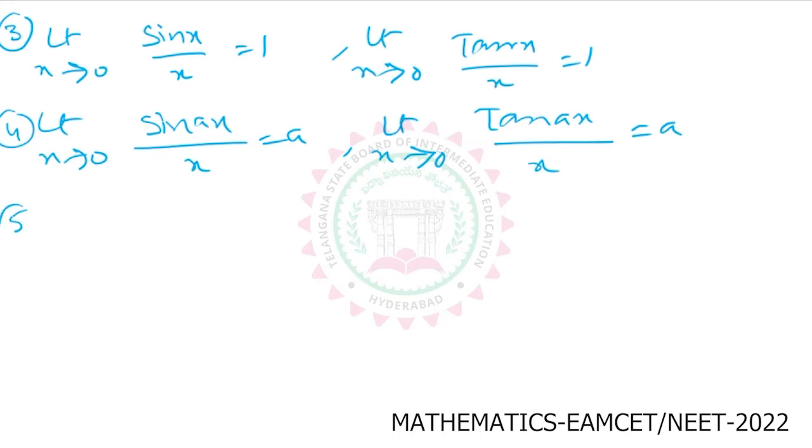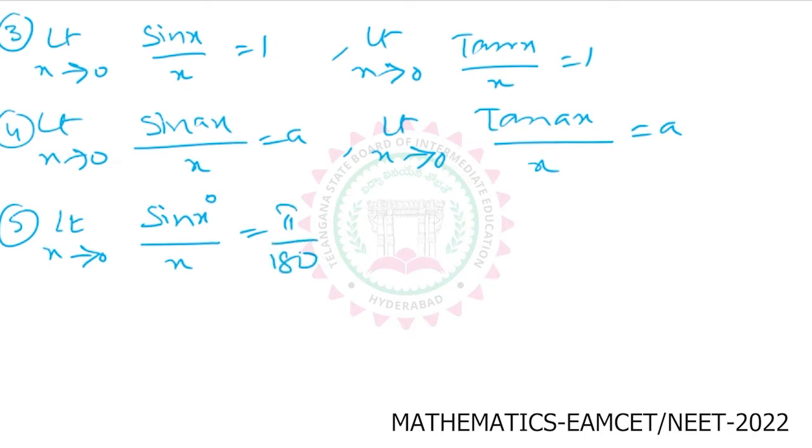Limit x tending to 0, sin x degree by x. So 1 degree is equal to pi by 180 radians, right? So limit x tending to 0, tan x degree by x is equal to pi by 180.